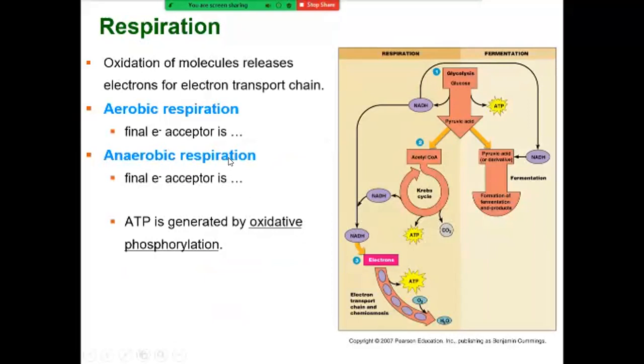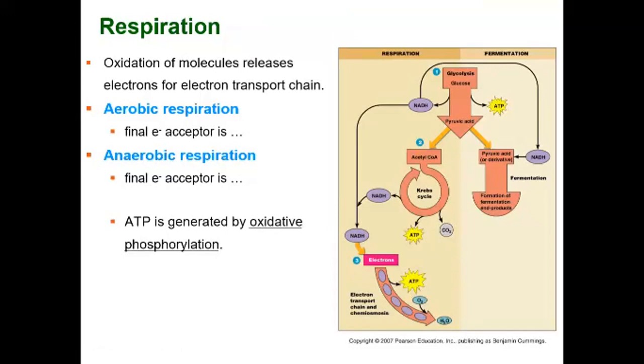In aerobic respiration, the final electron acceptor is oxygen. In anaerobic respiration, the final electron acceptor can be many different molecules depending on what form of anaerobic respiration we're discussing. So we're just going to say that the final electron acceptor is a molecule other than oxygen. Any question about any of that?